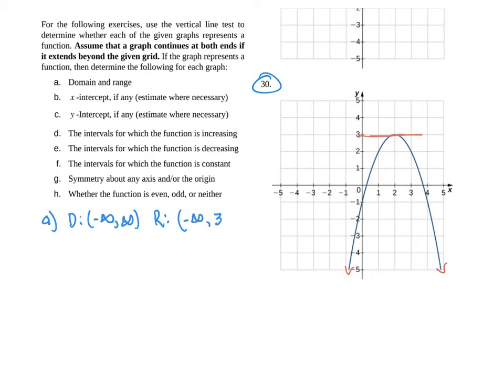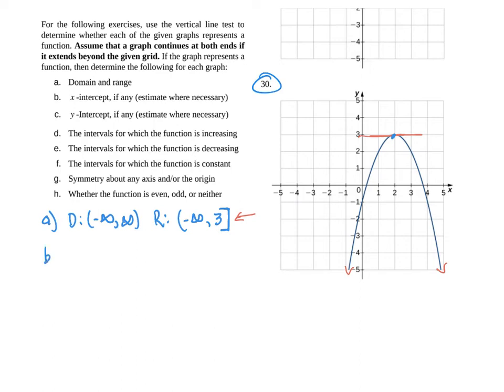And because it hits 3, instead of a parentheses in this interval, we're going to use a square bracket. Whenever we include some kind of infinity in our interval notation, we use parentheses. You also use parentheses when the value that you're approaching is not included. But since our vertex here is at (2, 3), we want to include that y value in our range. And that's why I'm using this square bracket, because 3 is actually in the range. It's not just a boundary.